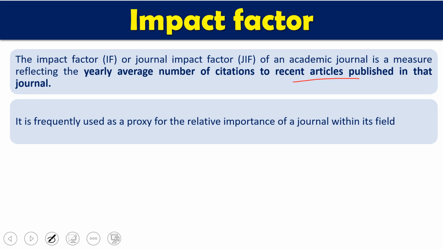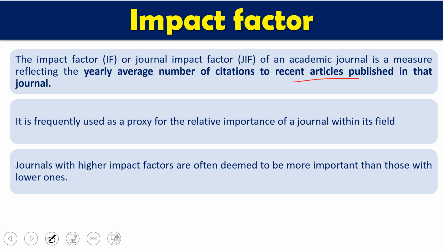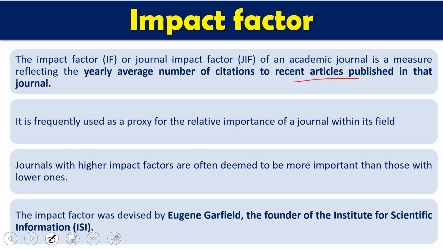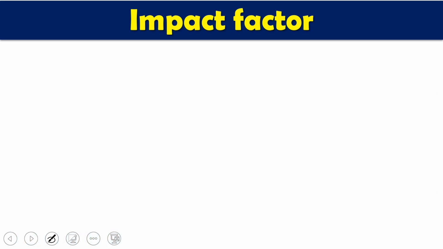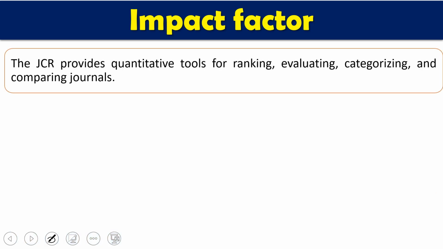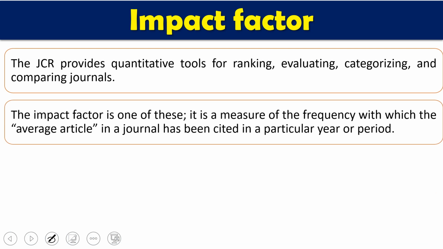It is frequently used as a proxy for the relative importance of the journal within the field. A journal with a high impact factor is commonly treated as good and having more importance, and one with a lower impact factor is treated as a less important journal in that particular field. The impact factor was devised by Eugene Garfield, the founder of the Institute for Scientific Information (ISI). JCR provides a quantitative tool for ranking, evaluating, categorizing, and comparing journals. So you can compare journals on the basis of this also.